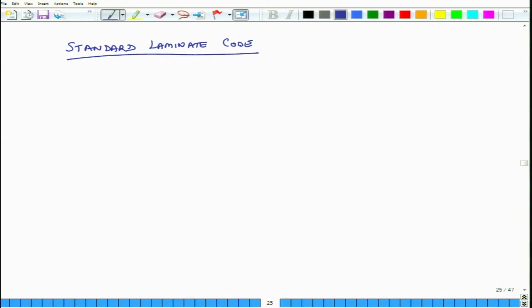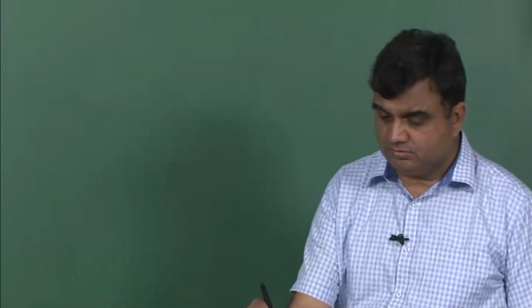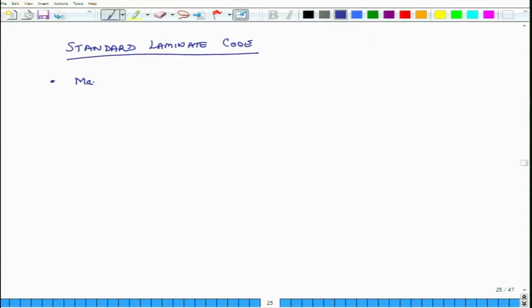So, the basic thing is that if nothing is specified and if only angles are specified for each layer, then we assume that material properties and thickness of each layer are the same. Unless specified, we just assume that material properties and thickness of each layer are the same. Okay. So, this is one thing, and then there are several points to be understood, and then we will do some examples.